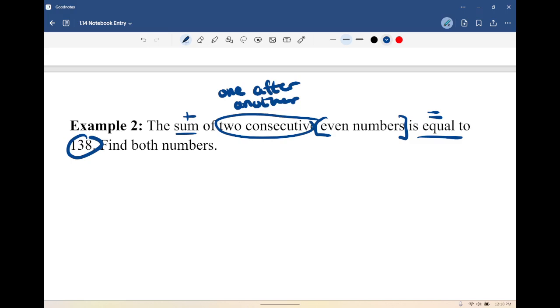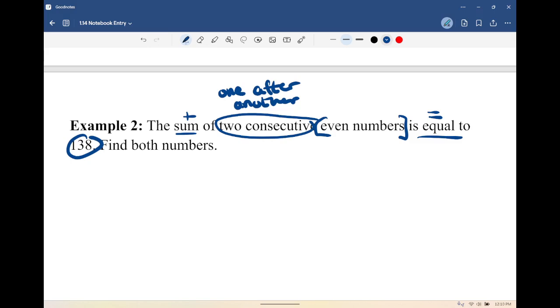another. One after another. So if we are thinking about consecutive even numbers, an example, 2, 4. Those are two consecutive even numbers. Another example, 6 and 8. So again, 2 and 4, 6 and 8. It could be 22 and 24, 20 and 22.